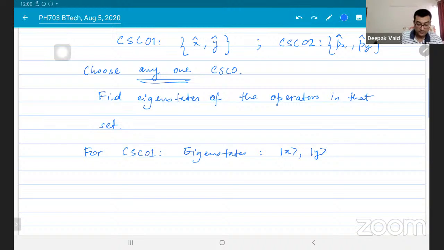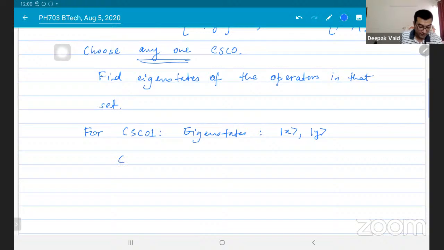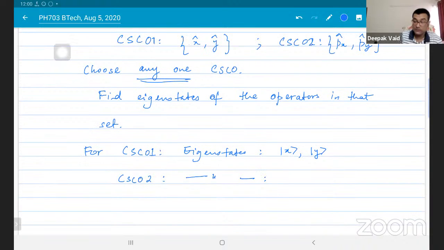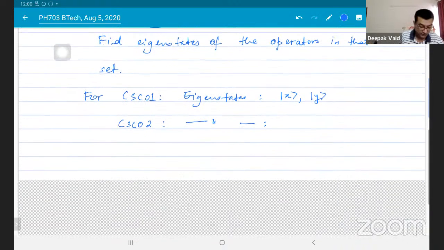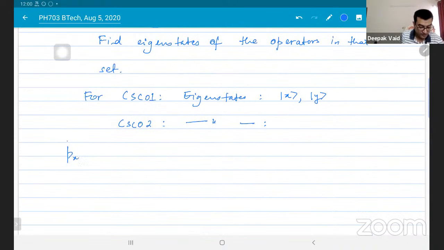Right? It's just this ket x and ket y. We are working in the position representation. If we choose the complete set of commuting operators, then what will be the eigenstates? Working in the position representation again, we have to ask what is the momentum in the position representation. So what is the momentum operator in the position representation?